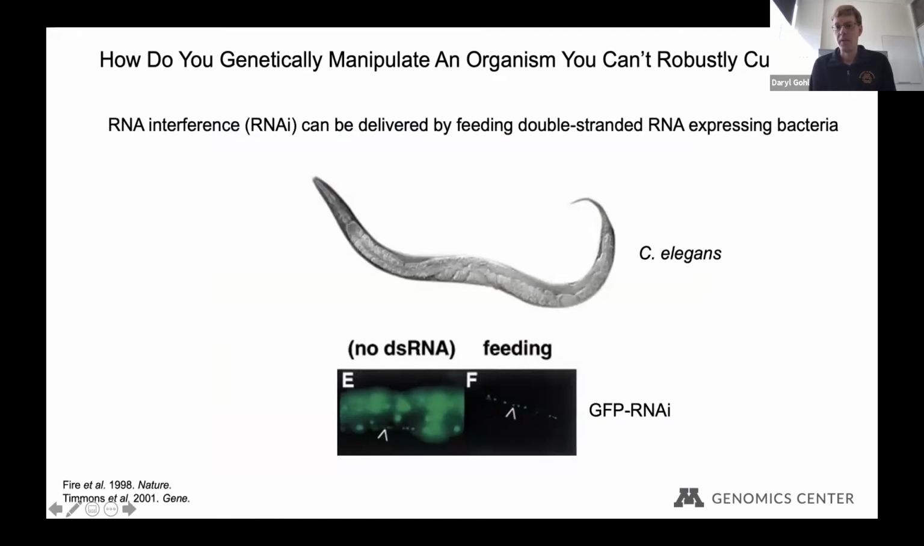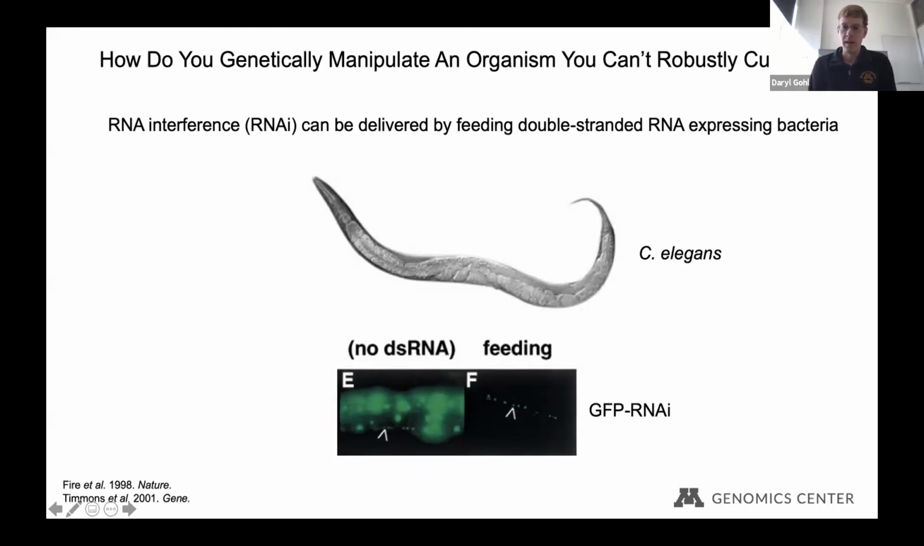This is an approach or a method that was initially discovered in nematode worms called C. elegans. And what the researchers found is that you could inject double-stranded RNA into C. elegans, and this would knock down the expression of the target gene that the double-stranded RNA corresponded to. And importantly, these researchers also found that you could deliver these double-stranded RNAs by feeding the nematode worms bacteria that express this double-stranded RNA. This was a really important discovery.